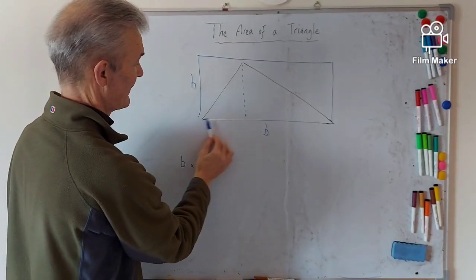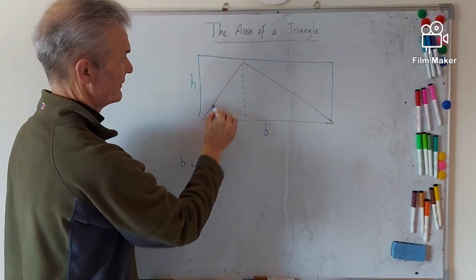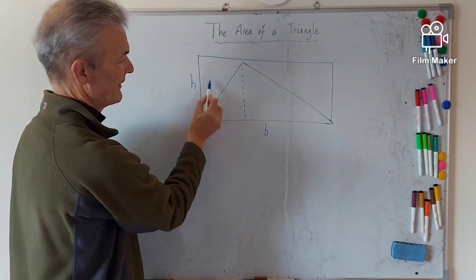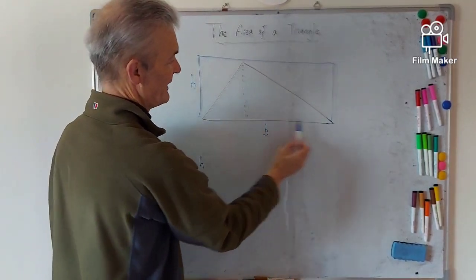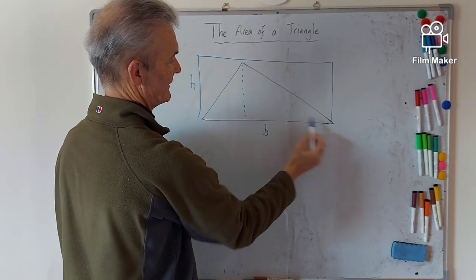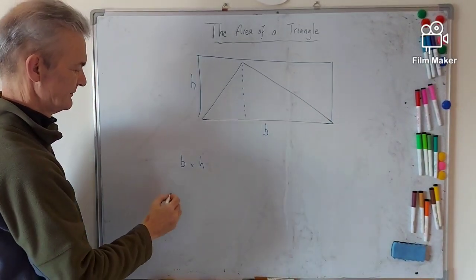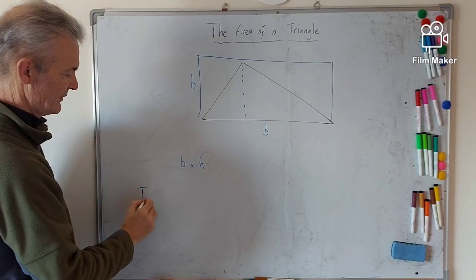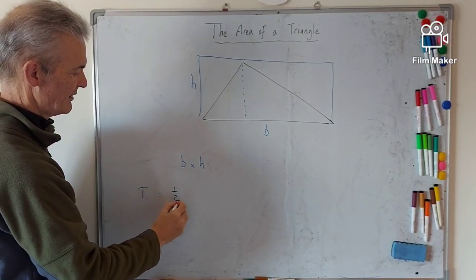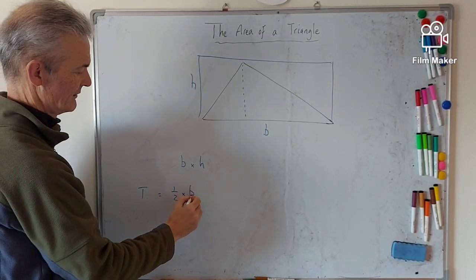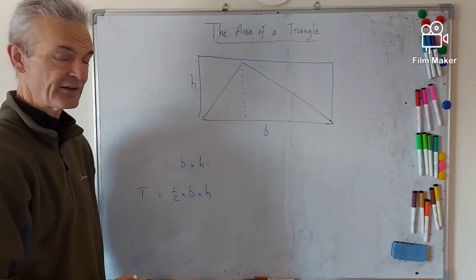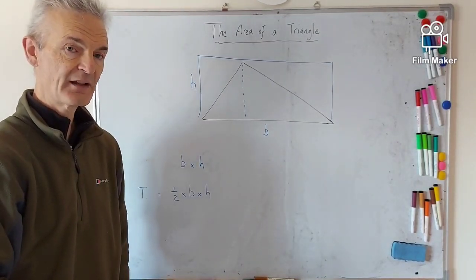If you take this section here, we've got a diagonal from corner to corner. These two sides are the same. And then from here to here, we've got a diagonal here. These two sides are the same. So the area of the triangle, if I call it T for triangle, is going to be half. Okay, so our area of the triangle is half base times height.